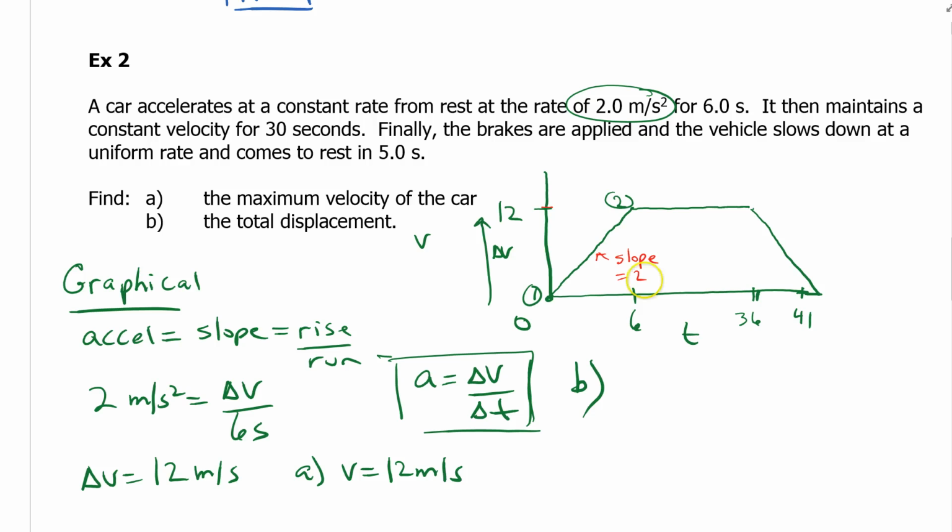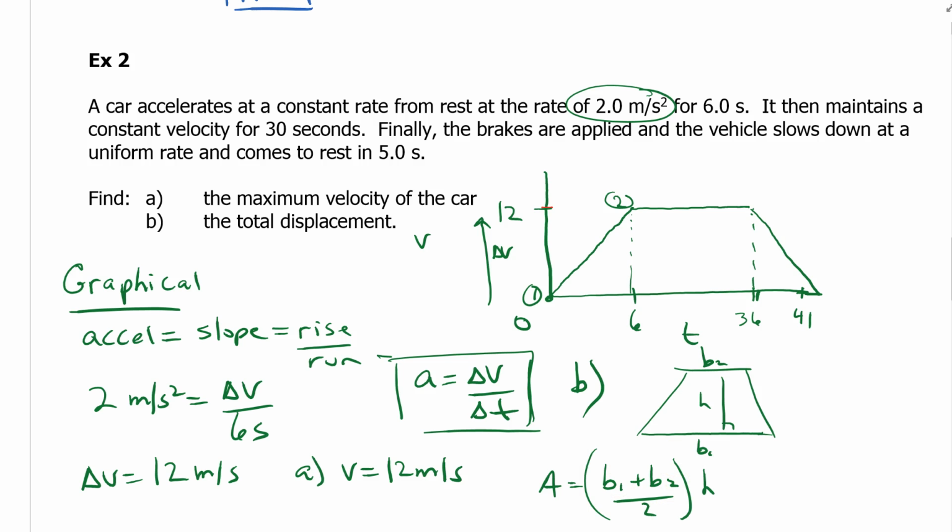So again, the displacement here is the area. There are a few ways that we can do the area. We could chop this into a triangle, a rectangle, and then a triangle. But just because we know how to do these things, let's look at this as a trapezoid and use our concept of how a trapezoid works. Just a reminder, a trapezoid is the average of the two bases. So here's B1, here's B2, and then there's the height. So the area is equal to the average of the bases, B1 plus B2 divided by 2, times the height.